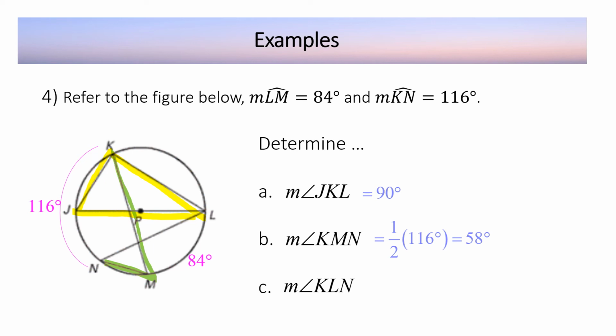Finally, the measure of angle KLN. It also intercepts the arc that has a measure of 116 degrees. So it is also 1/2 of 116 degrees, or 58 degrees.